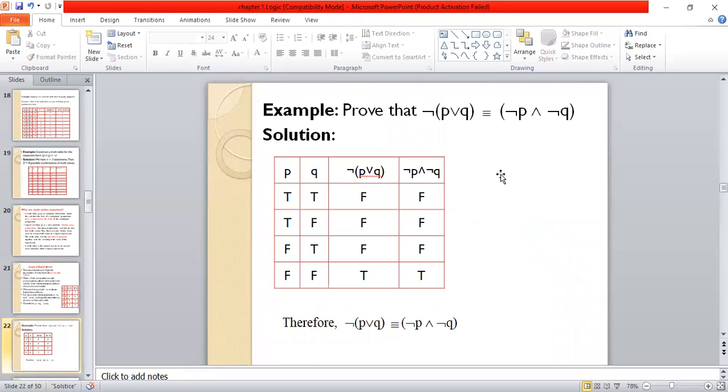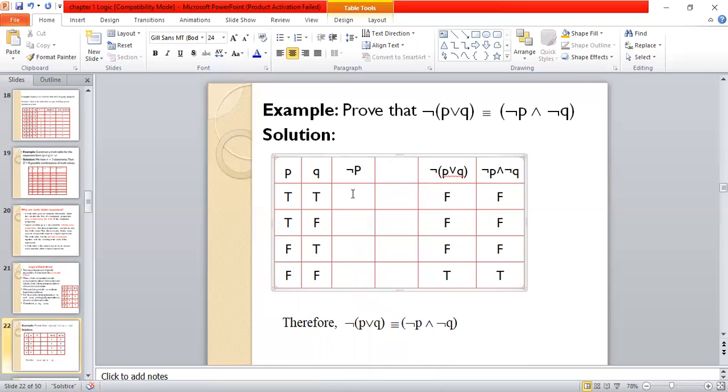As an example, prove that the negation of (P or Q) is equivalent to the negation of P and the negation of Q. So we have two propositions P and Q, so we have four possible combinations of truth values: true, true, false, false, and true, false, true, false.